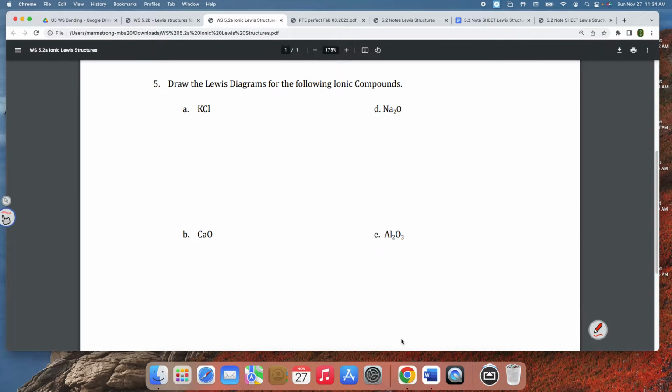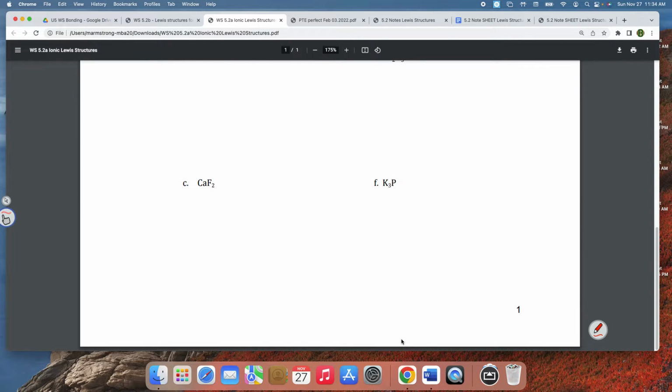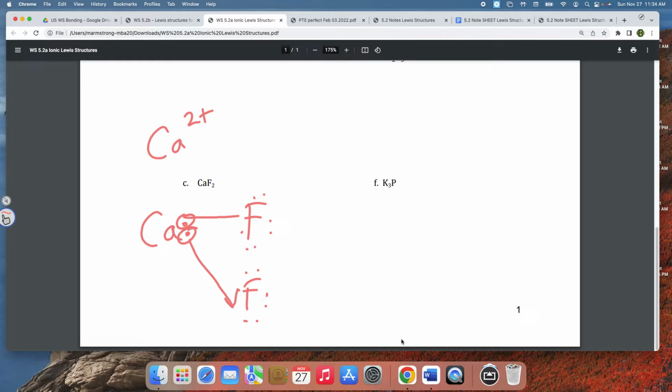Let's scroll down to C. So CaF2. Ca has 2 valence electrons. There's 2 Fs. Each F has 7 valence electrons. 1 valence goes there on Ca and 1 valence goes there. Final answer, Ca has a 2 plus, and you have 2 Fs bracketed in to keep those electrons that it just kind of stole from calcium in. So you'll have 8 dots around the F, and each F is a 1 minus.